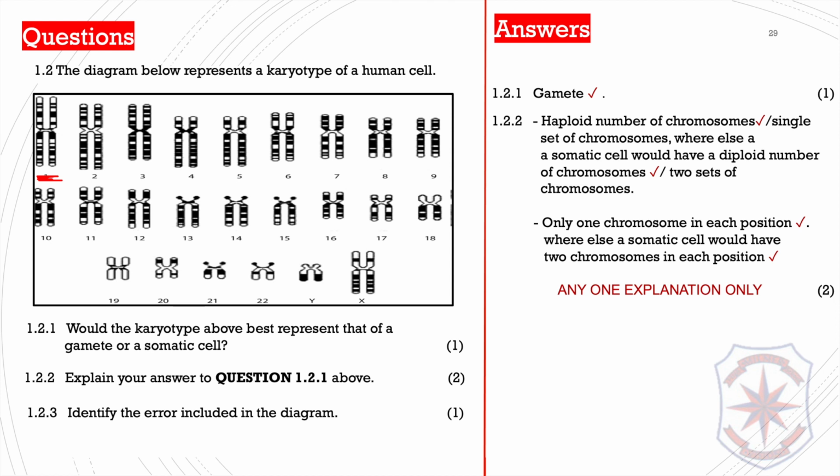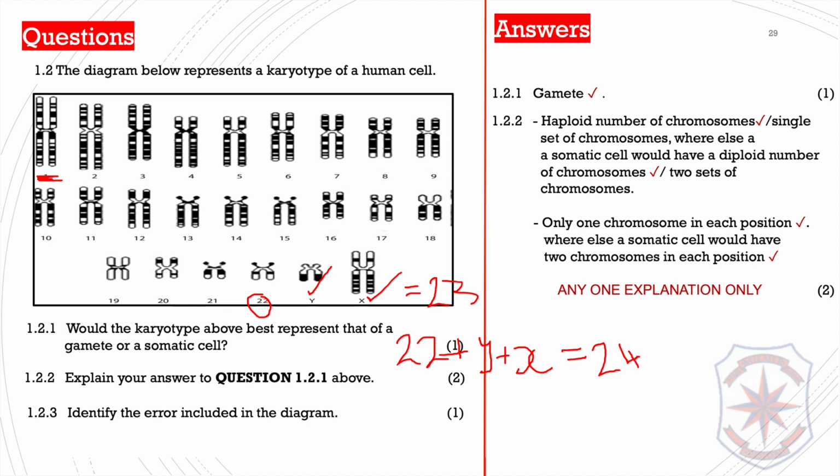The following question. Identify the error included in the diagram. So there is an error. What is the problem? Remember, we identified it earlier. A gamete or a haploid cell must have how many chromosomes? 22 chromosomes plus either X or Y, to give us a total of 23. However, this one has 22 chromosomes plus a Y plus an X. So it is 22 plus 1, 23 plus 1, which gives us a total of 24.